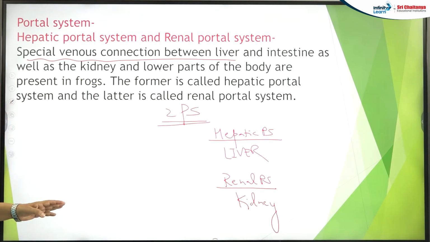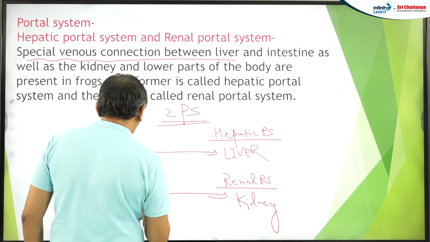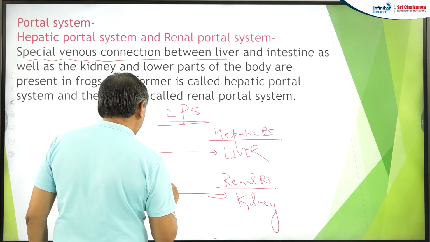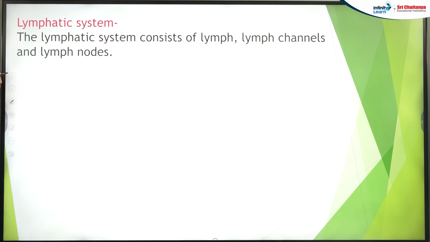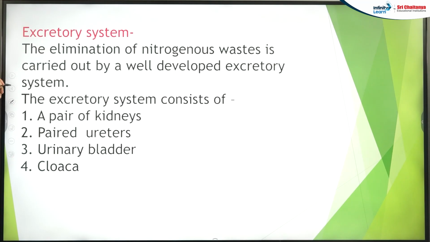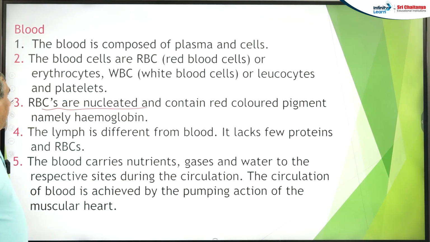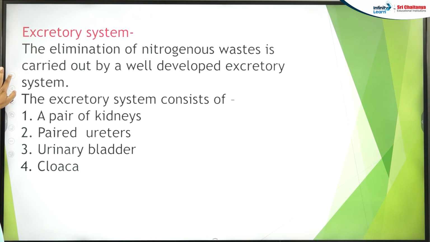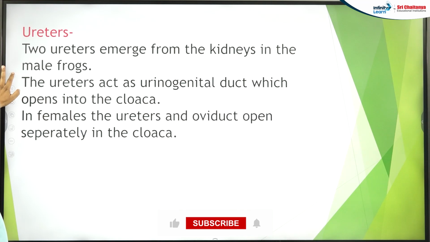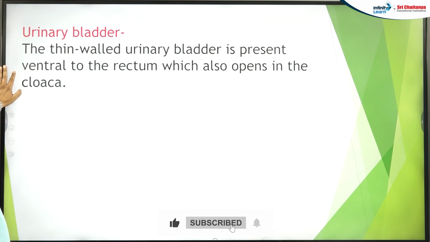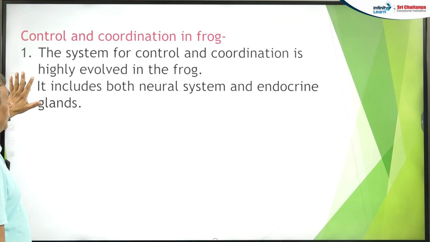So the hepatic portal system starts from the intestine and ends into the liver. The renal portal system starts from the lower parts of the body and ends in the kidney. So this is about the hepatic portal system and renal portal system. When we are talking about the lymphatic system, it also has the lymph. Only one more point, in frog RBCs are nucleated. Very important point. Frog is ureotelic, very important. Now one more point that you have to remember, urinogenital duct, and there are separate openings of the ureter and of the urinary bladder.